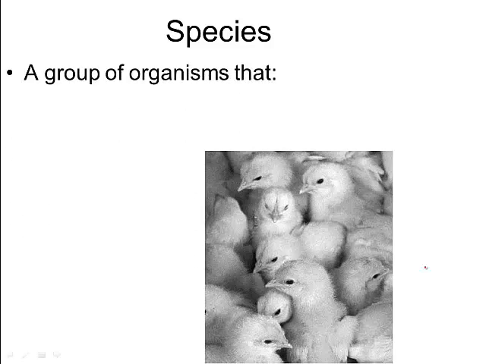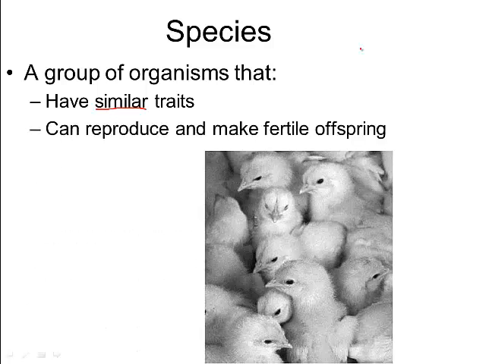So remember, a species is any group of organisms that, number 1, have similar traits. So they have to have some kind of similarity to each other. Clearly they're chickens in this picture. They might not all look identical to each other, but they are clearly of the same species. But more important than that is the fact that whatever members are of a species, they can reproduce, and when they reproduce, they make fertile offspring. That means that their offspring are also able to reproduce.